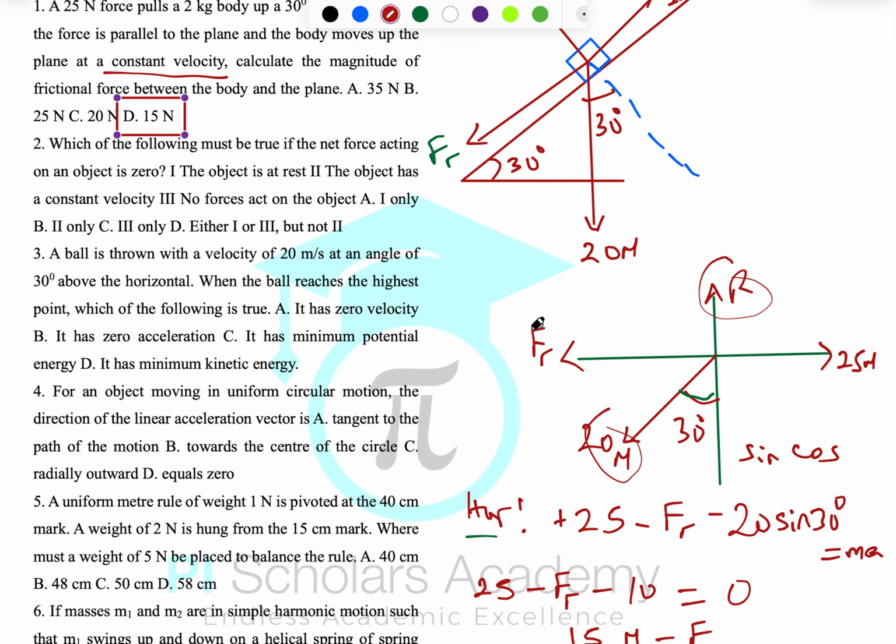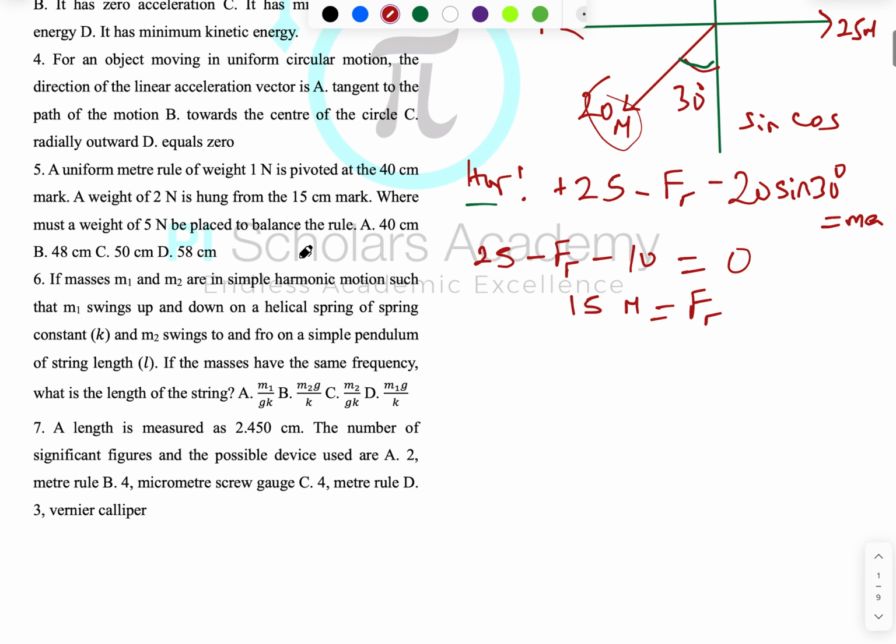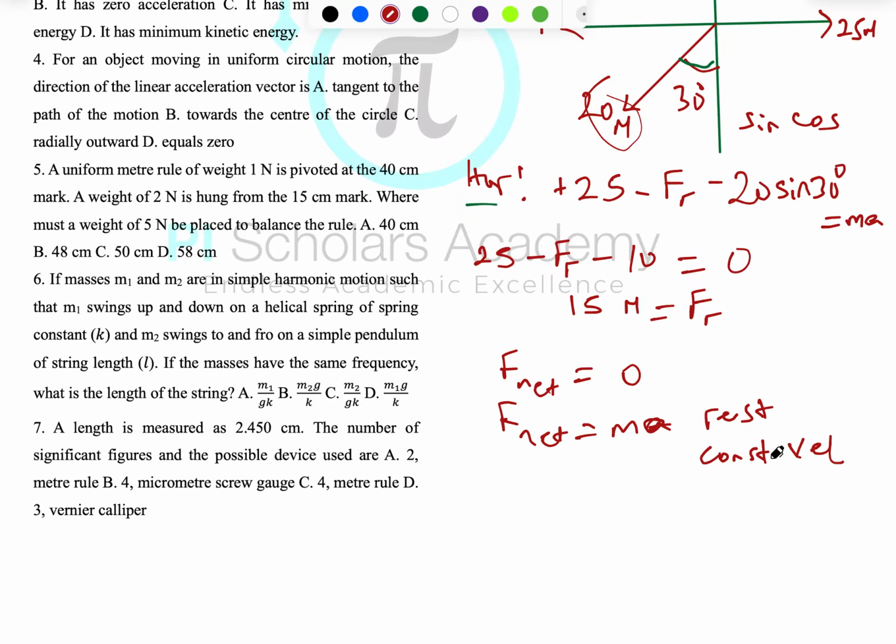Which of the following must be true if the net force acting on an object is 0? Now, for the net force acting on an object to be 0, what it simply means is that F net equals 0. And normally F net is supposed to be equal to mass times acceleration, just like I showed you here. So there are two conditions for acceleration to be 0, because mass is not 0 as long as the object exists. So for acceleration to be equal to 0, that means that the body is at rest, or the body is moving with constant velocity.